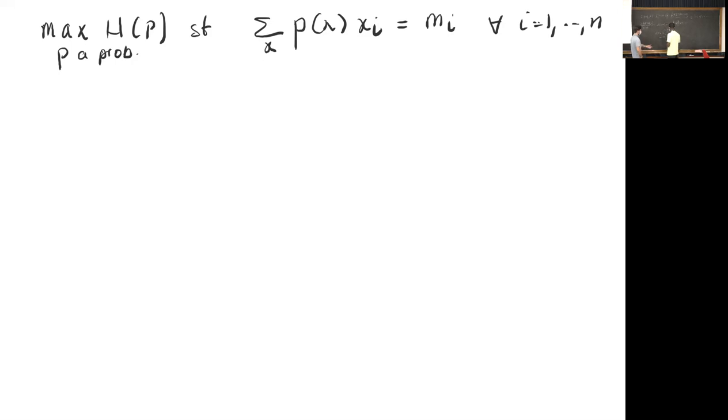Yes, and this constant is the normalization, the sum over all x's of the numerator. Thanks. So P of x is 1 over Z exponential of the sum over i of lambda i xi. So what is that? You see that we have a distribution of independent spins.